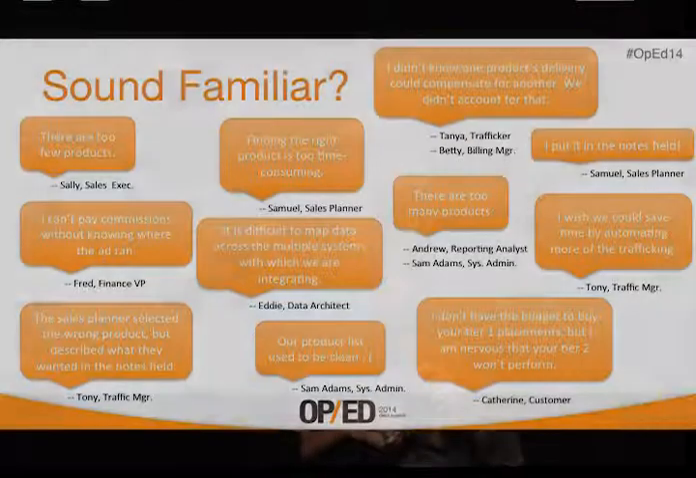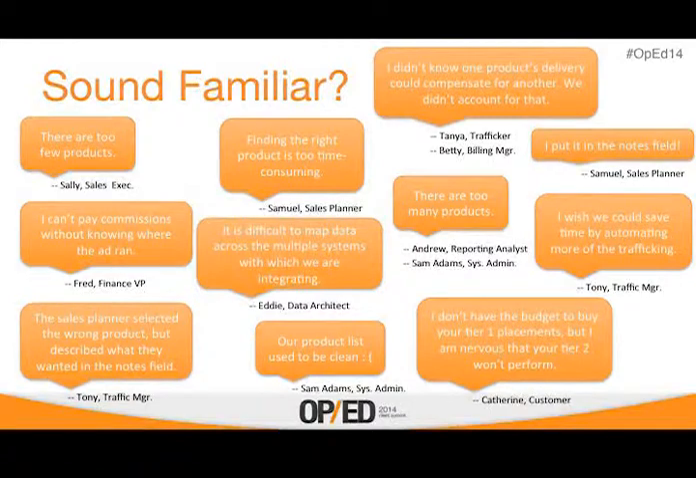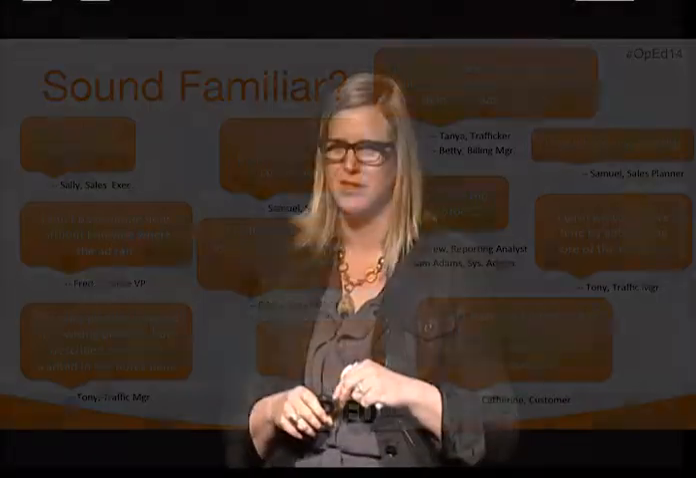I want you just to read some of these quotes on the board and just raise your hand, nod your head if any of these sound familiar. I have too many products. I don't have enough products. I wish I could traffic more easily. I don't understand how to map products from one system to another system. Any familiarity at all? I know Preeti has some familiarity.